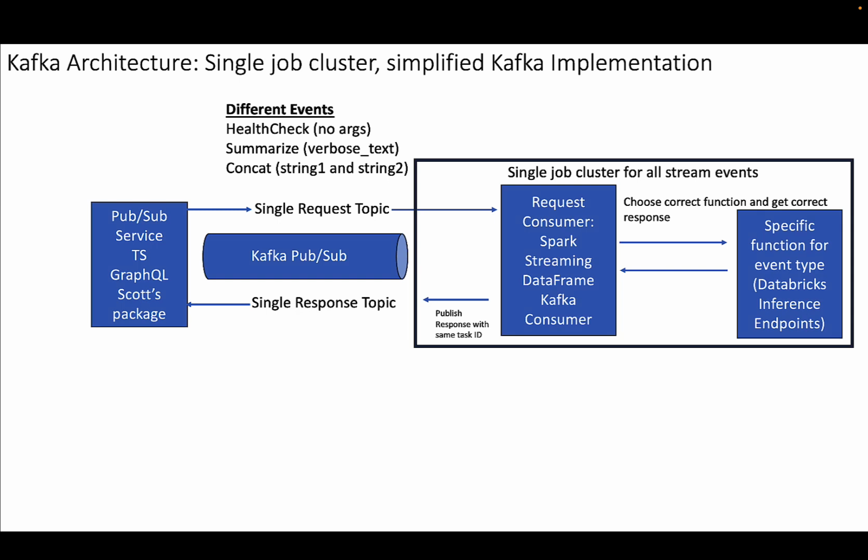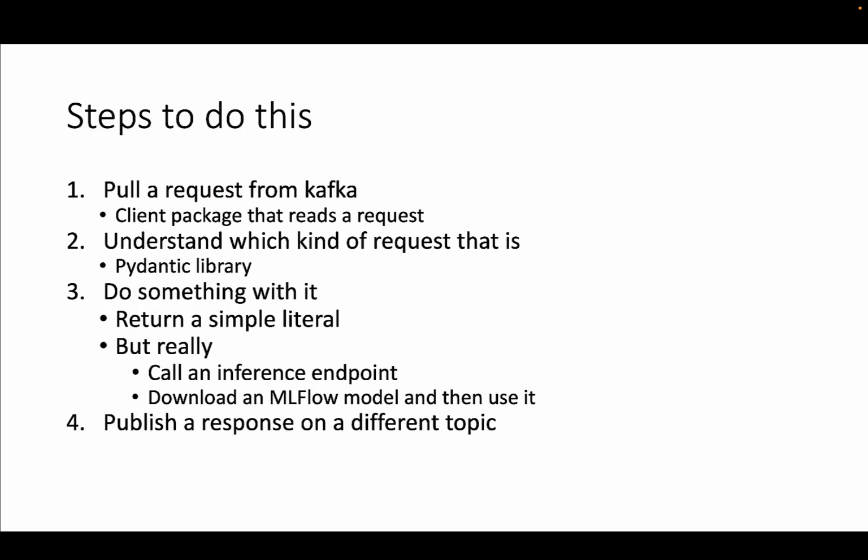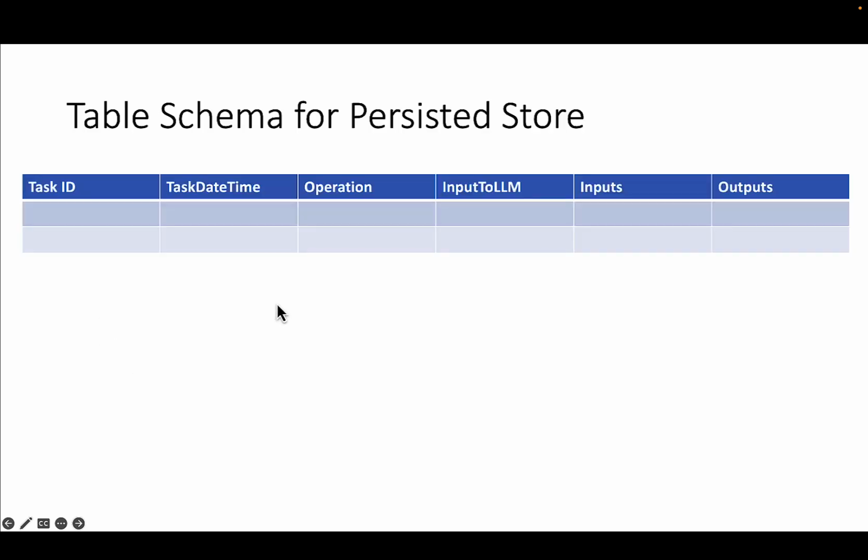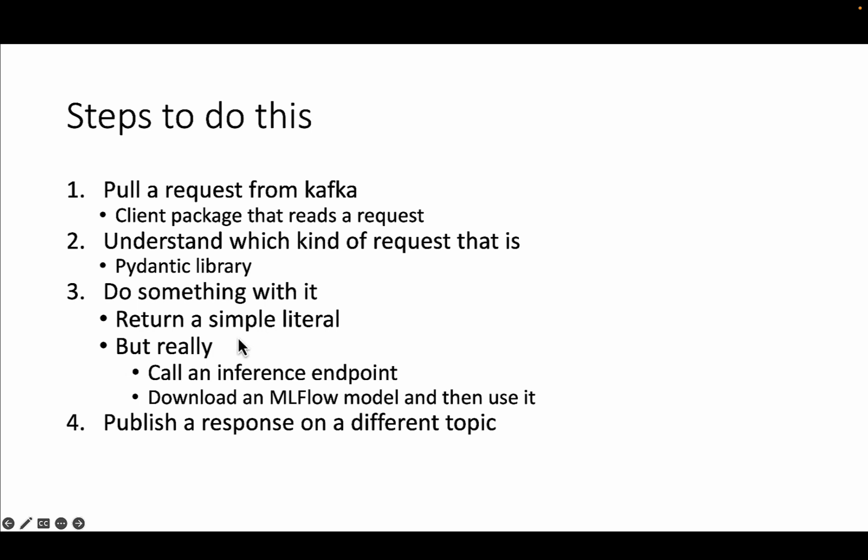So the steps to do this, and I'm going to show you the code to do this right now, is first, we're going to pull a request from Kafka. So we have to have the right Kafka package created. Then we need to understand what kind of request it is and is it valid. That's where we're going to use the Pydantic library. Then we're going to do something with it.